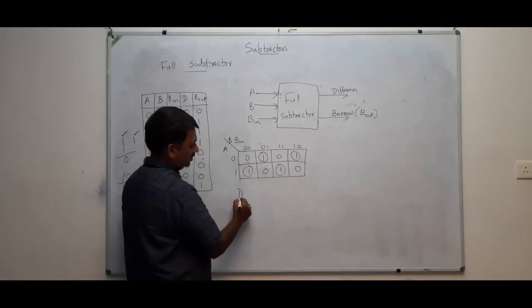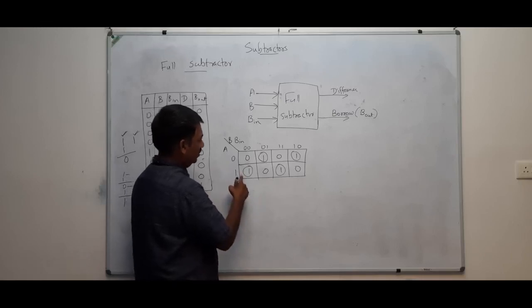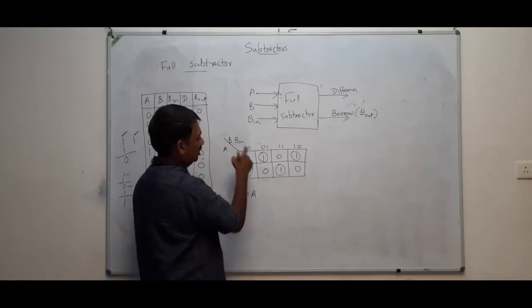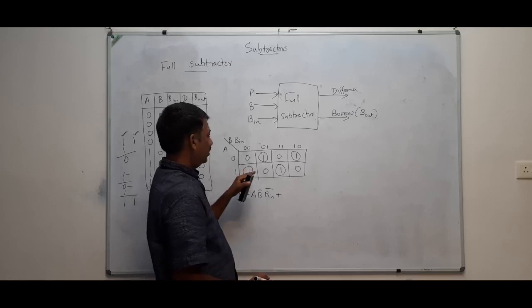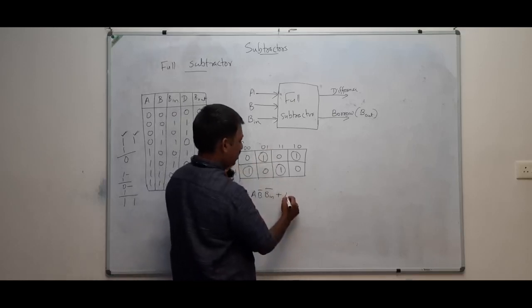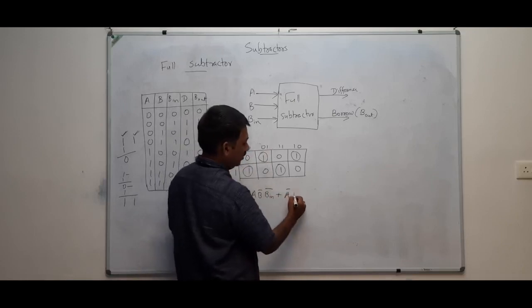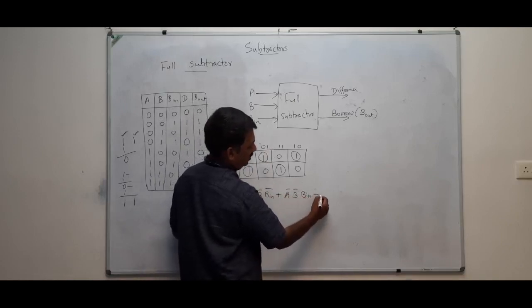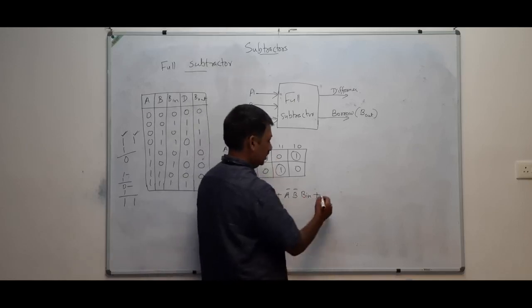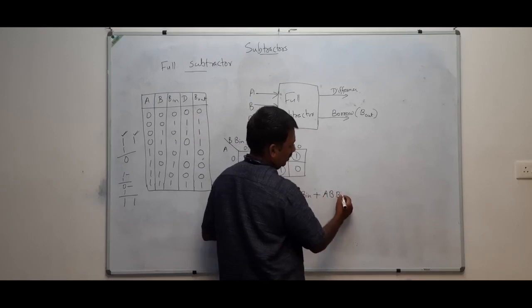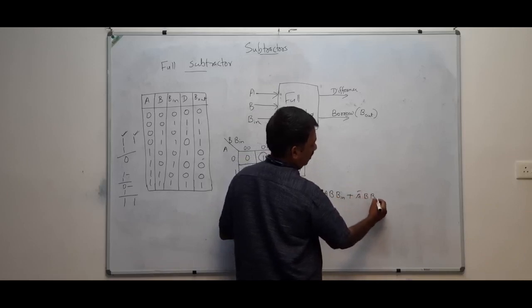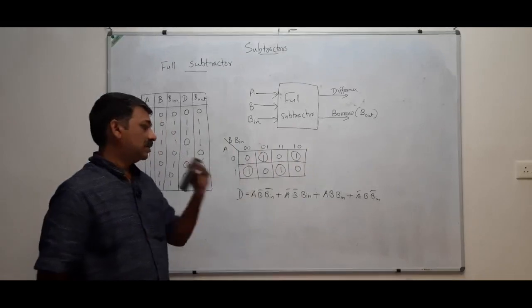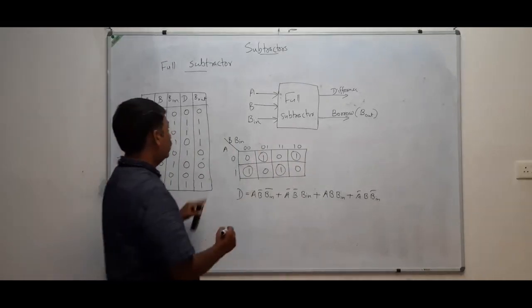this difference can be written as, what is this? This is A, B bar, B in bar plus, what is this? This is A bar, B bar, B in plus. What is this? This is A, B, B in plus. What is this? A bar, B, B in bar. So that is the difference. And what about the borrow out?